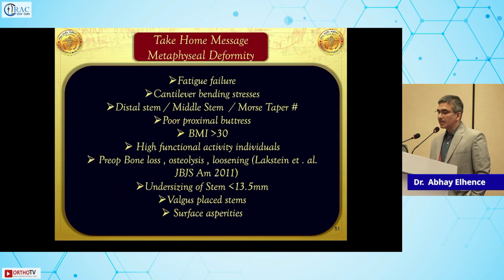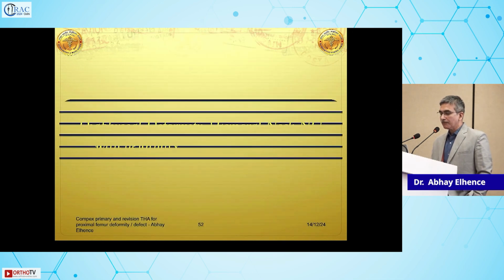So the take home is that you have to understand, if you've got cortical perforations, varus remodelings, what is the mechanism of the failure, what is happening to those stems, certain other comorbid factors like BMIs, high functional demands, quality of bone stock, and the kinds of stems that you are working with in these revision situations.